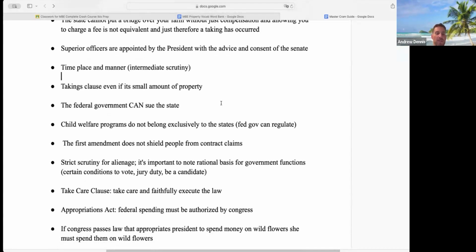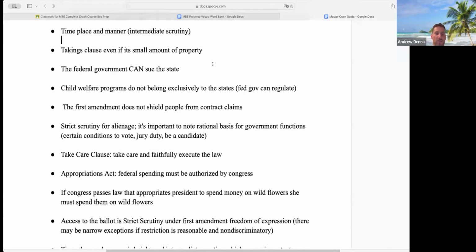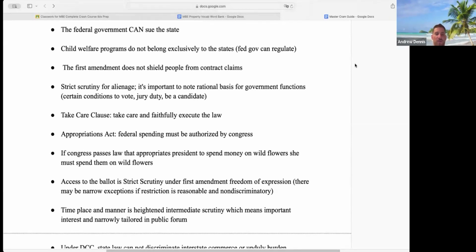The First Amendment does not shield people from contract claims, right? So like if you say you're a journalist and you violated an agreement you had not to talk about something, you can't say First Amendment. They still have a valid contract claim.